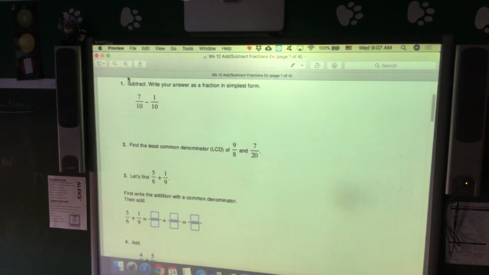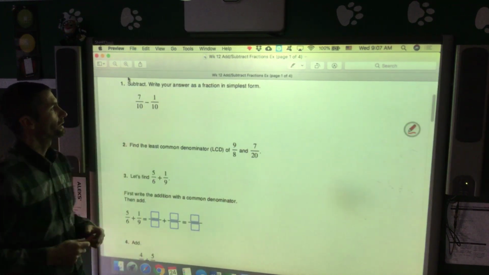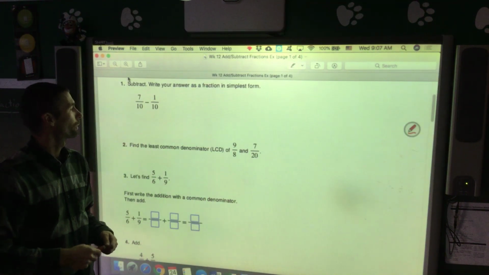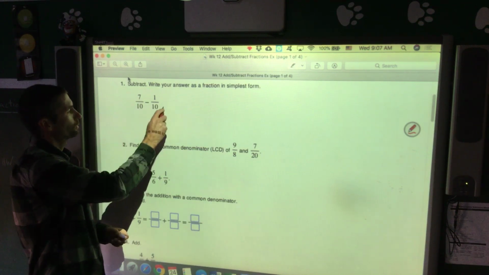All right, so let's go over how to add and subtract fractions. We'll do this with your homework for the week. Subtract, right? Your answer is a fraction in simplest form. So we have 7/10 minus 1/10. So we're starting with 7/10, we're subtracting 1/10.